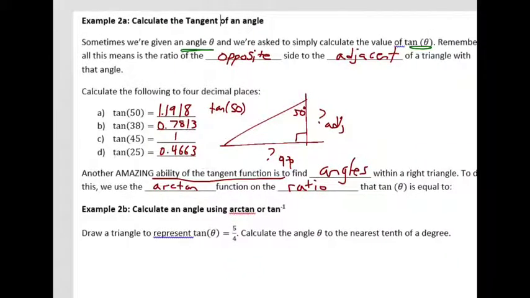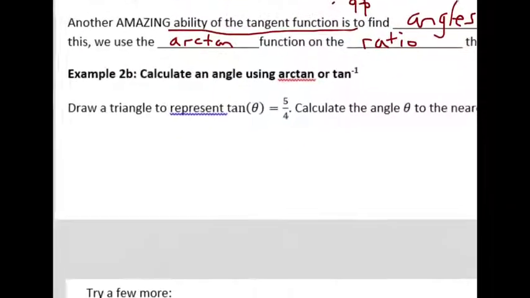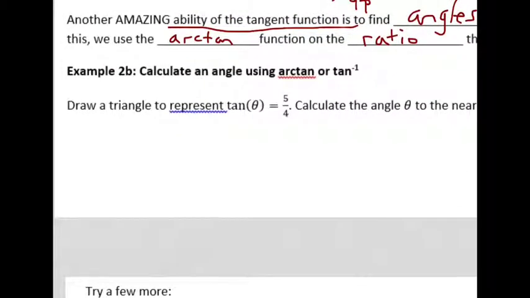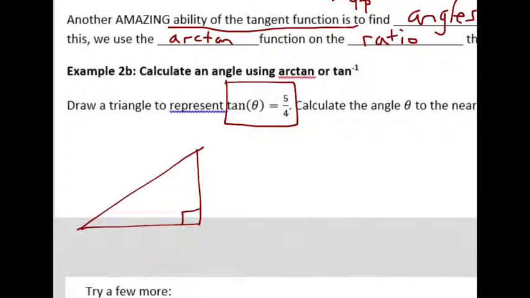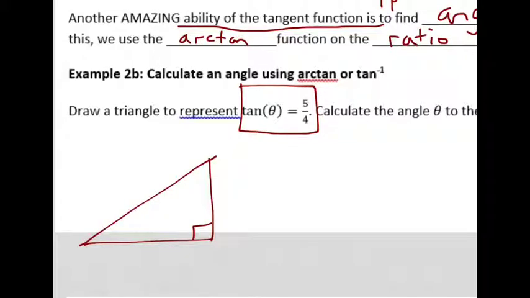That might sound strange, but let me just illustrate that with an example. Let's say that we had this ratio right here: tan of some angle in my triangle is equal to 5/4, and we need to draw a triangle to represent that. Well, let's just draw a quick triangle here, and I'm going to label this angle theta.